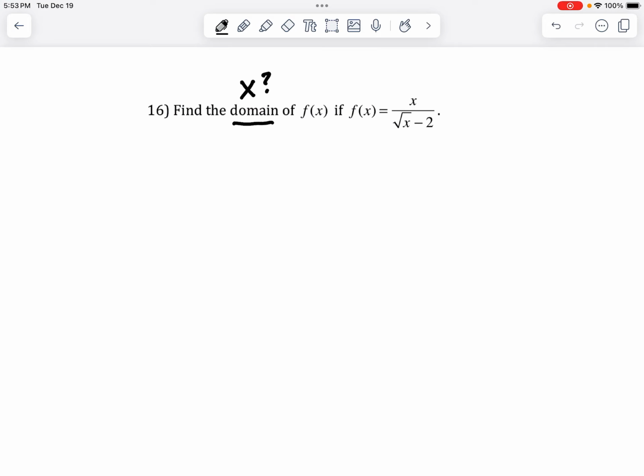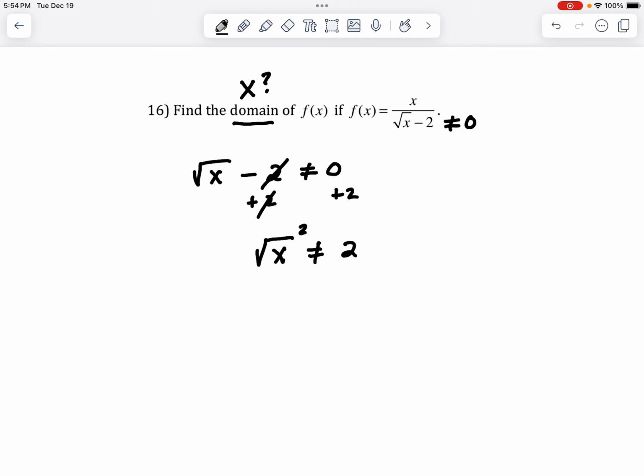All right, so the two rules for domain is that you cannot divide by 0. So the bottom cannot equal 0. So if you have the square root of x minus 2 and it could not equal 0, then solve this just like a regular algebra problem as if that wasn't equals. You can add 2 to both sides. And then it's going to be the square root of x cannot equal a 2. And next up, square both sides. And that is where the 4 comes from. So x cannot equal 4, just as we saw the asymptote.